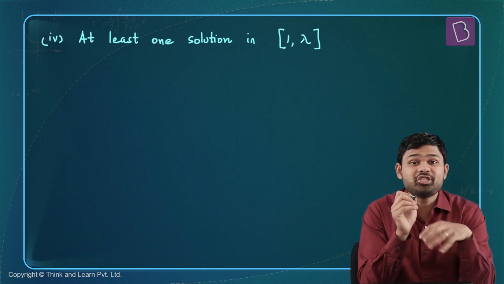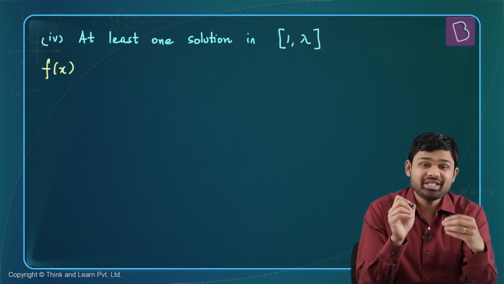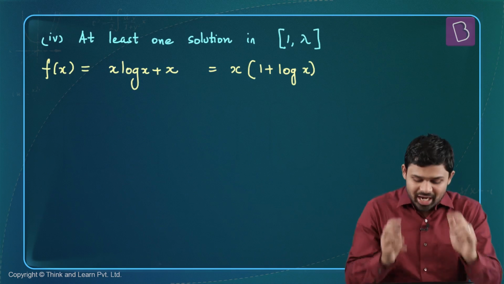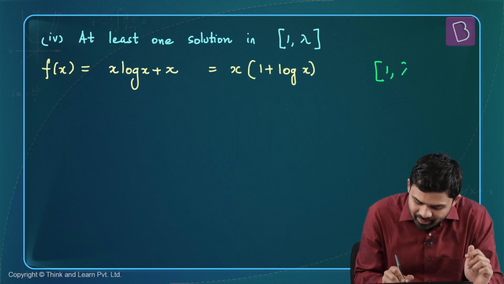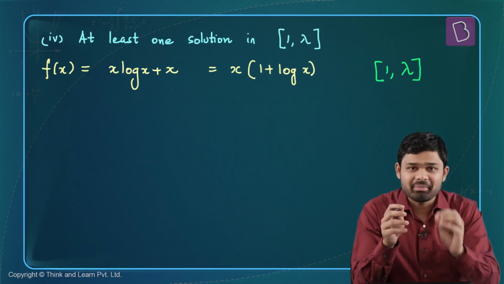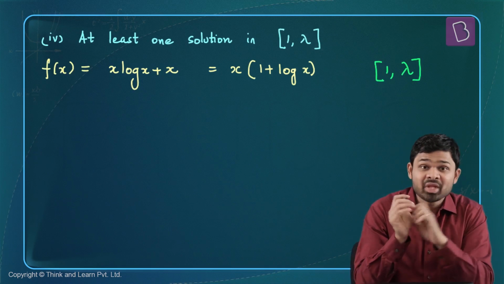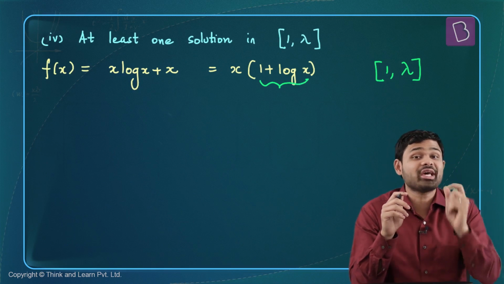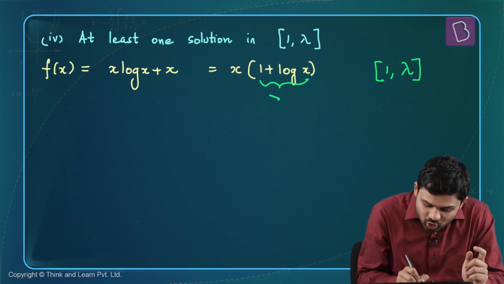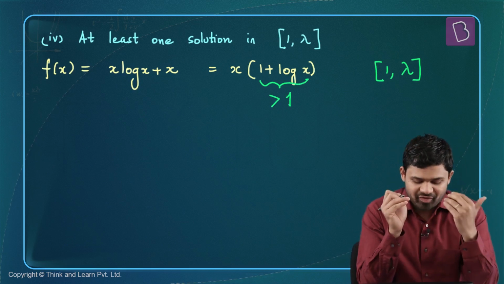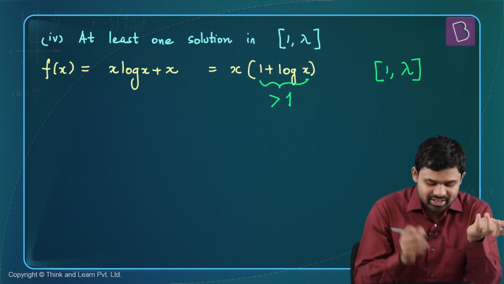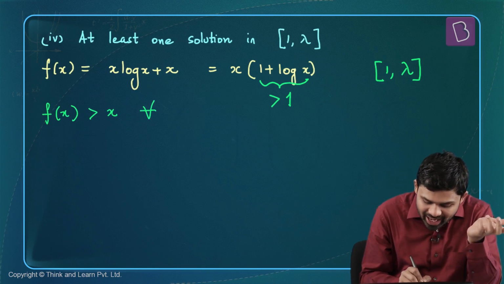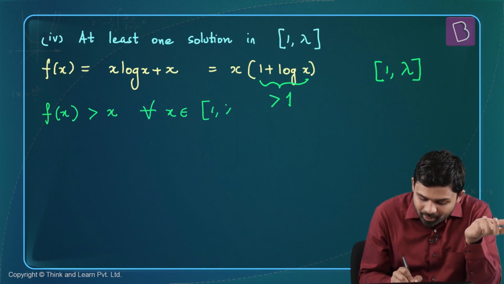So in order to do that, let's look at f of x a little more carefully. F of x is x log x plus x, which can be rewritten as x times 1 plus log x. Now in the domain 1 comma lambda, where 1 is a smaller number and lambda is any number greater than 1, what happens to 1 plus log x? When x is a number which is greater than 1, log x is going to be positive. So this quantity is going to be greater than 1. So f of x is going to be greater than x. So f of x will be greater than x for all x in the domain 1 comma lambda.